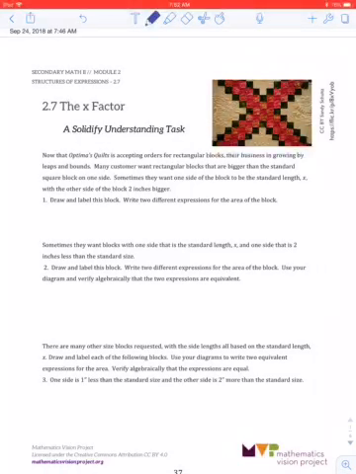Okay, today we're on to 2.7, the X factor. Now that Optimus Quilts is accepting orders for rectangular blocks, their business is growing in leaps and bounds. Many customers want a rectangular block that's bigger than the standard square block on one side. Sometimes they want one side of the block to be the standard length X, with the other side of the block 2 inches bigger. Draw and label the block and write two different expressions for the area of the block.